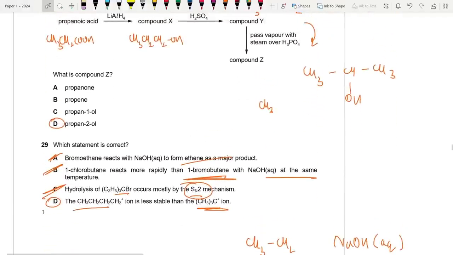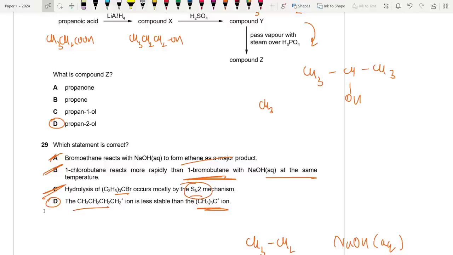29, which statement is correct? A: Bromoethane reacts with NaOH to form ethene as a major product. If it was alcoholic NaOH, it would have been true. But since it's aqueous NaOH, it is actually going to be ethanol instead. It's a nucleophilic substitution reaction, not elimination. B: 1-chlorobutane reacts more rapidly than 1-bromobutane with aqueous NaOH. No, the hydrolysis will be faster for 1-bromobutane because the C-Br bond is longer, so it's easily broken compared to 1-chlorobutane. The C-Cl bond is shorter and stronger.